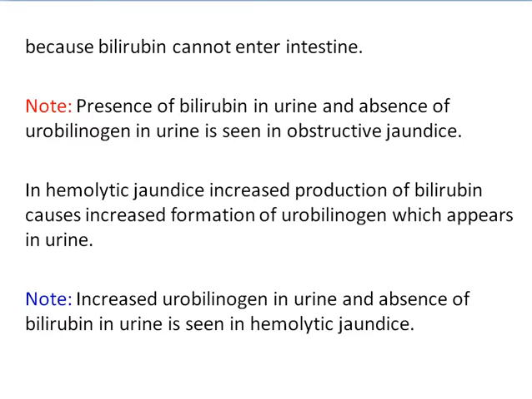In hemolytic jaundice, increased production of bilirubin causes increased formation of urobilinogen, which appears in urine. Increased urobilinogen in urine and absence of bilirubin in urine is seen in hemolytic jaundice.